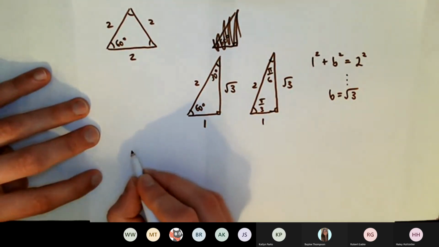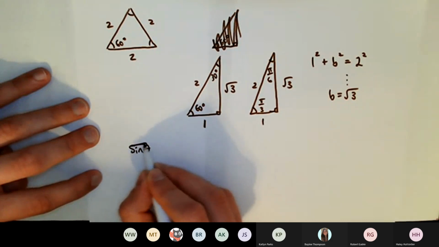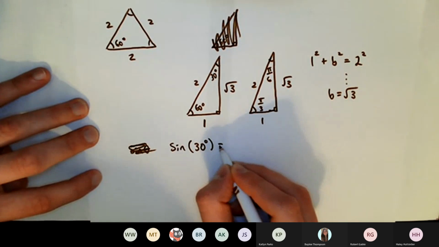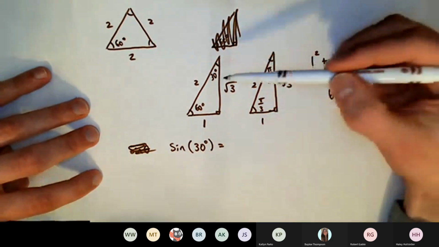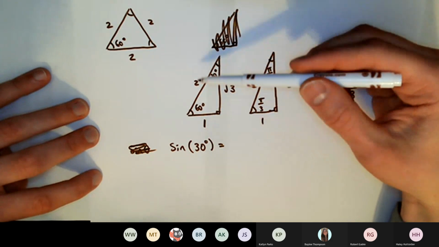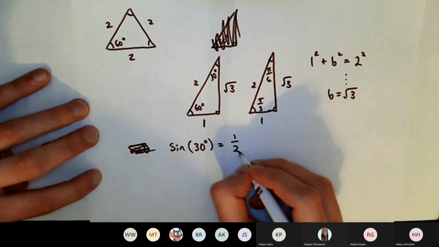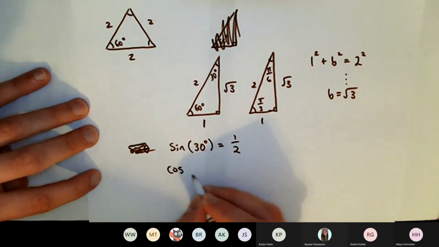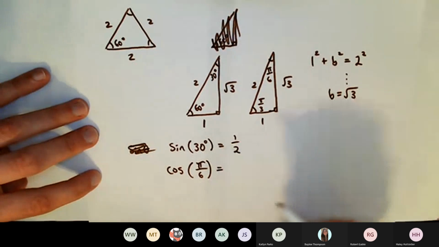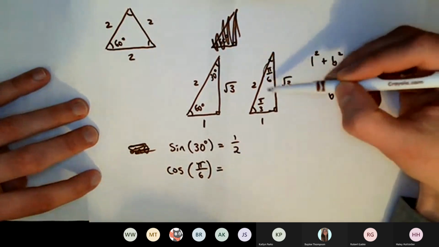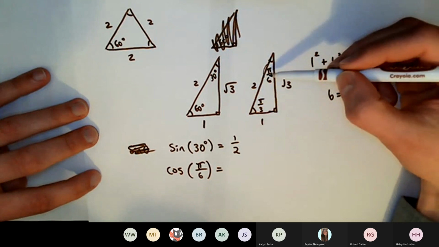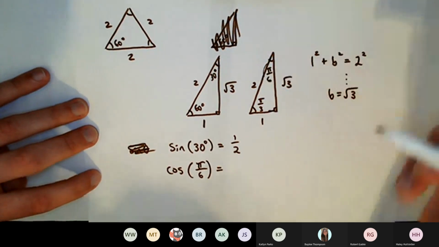Okay, so what is sine of 30 degrees? Well, if this is the angle in question, what's opposite to that? 1. And what's the hypotenuse? 2. So sine of 30 degrees is 1 over 2. What is cosine of pi over 6, which by the way is also 30 degrees? Well, up here, here's my 30 degree or pi on 6 angle. Relative to this angle, cosine is adjacent, square root of 3, over hypotenuse.